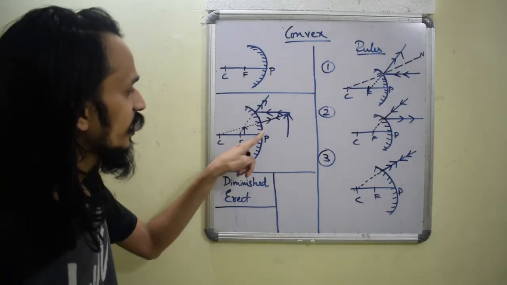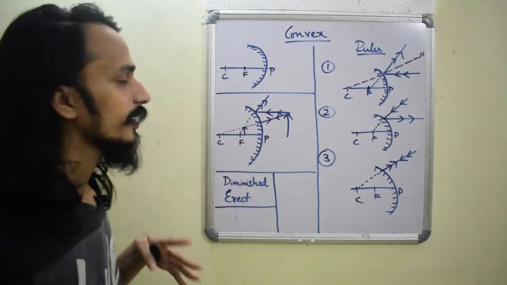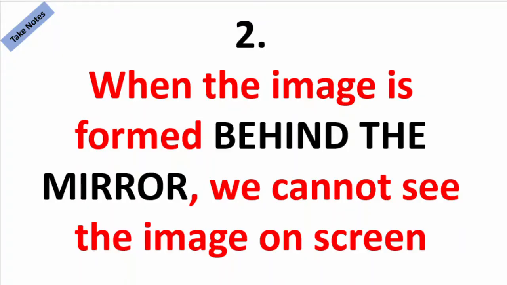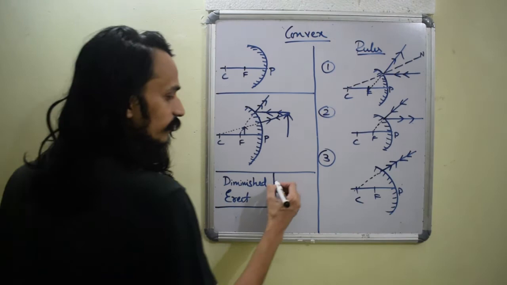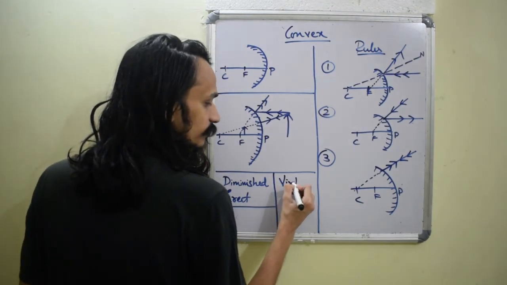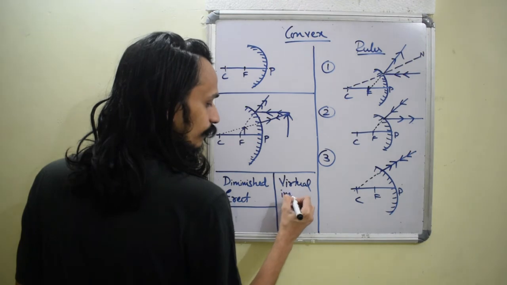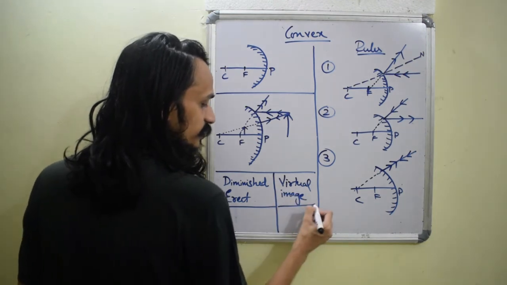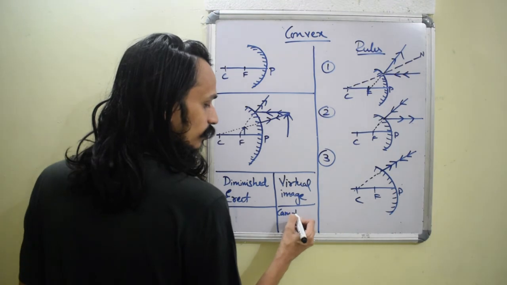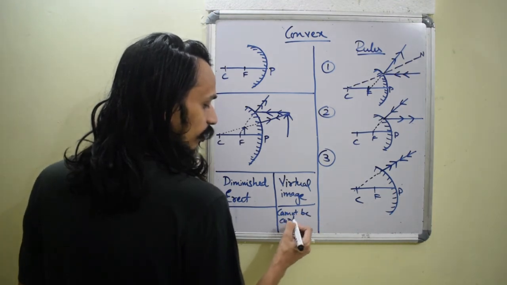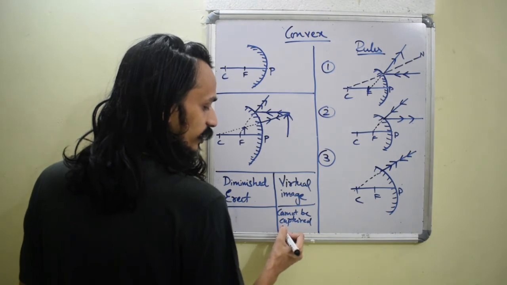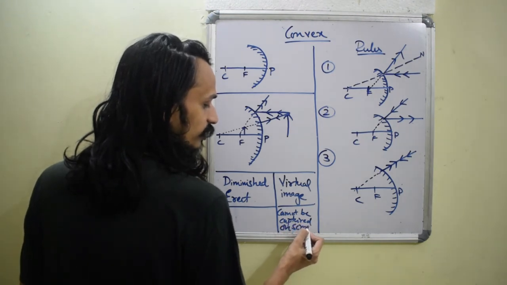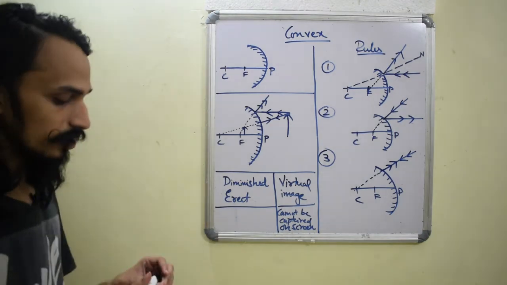Another way to remember is, if the image is behind the mirror, then it cannot be captured on a screen. This is what we call a virtual image. Virtual image simply means it cannot be captured on a screen. It will be visible to our eye, but if you try to put a paper behind the mirror, you will not be able to get that image on the paper.